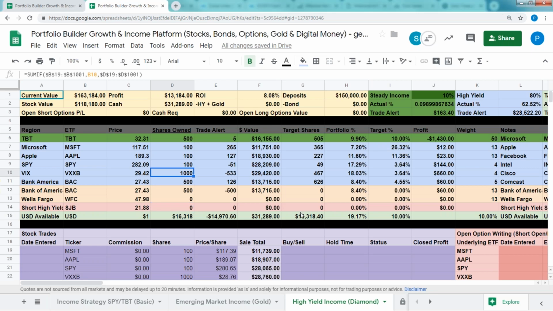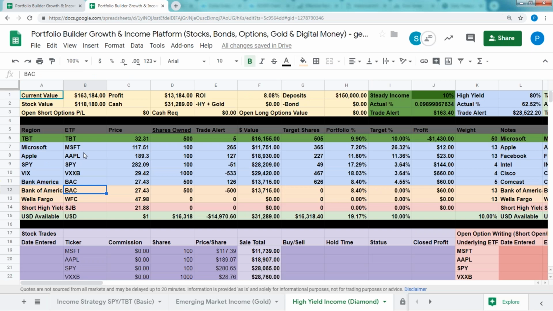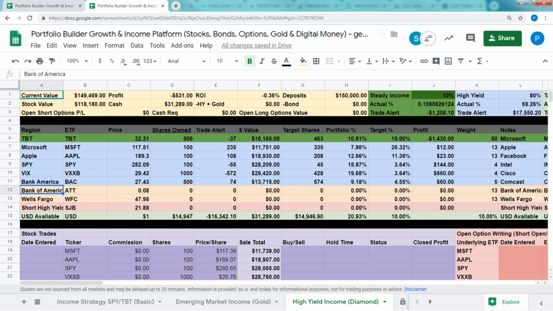Okay, so now let's talk about the relationship. You have two BACs instead of TBT. I got the TBT here. Yeah, I gotta get rid of this Bank of America. These will just be optional later, so it doesn't overwrite it.